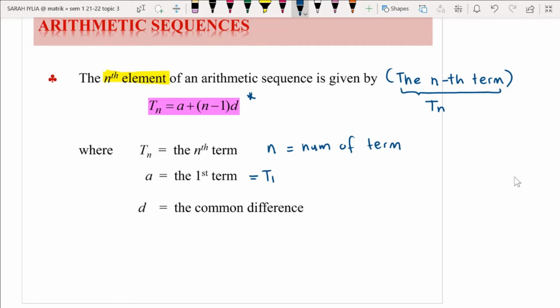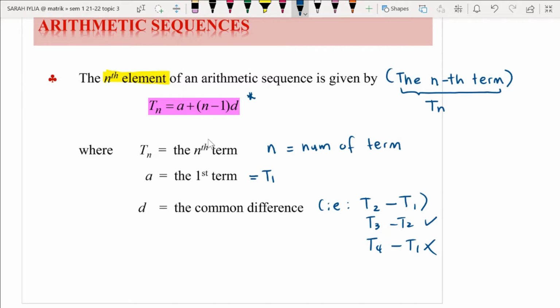Perbezaan. Nak dapatkan rule tu macam mana? Most of the time, the easiest way is kita akan buat second term minus first term. Make sure here, you tolak the consecutive terms. So, T2 minus T1. Ataupun kita nak buat T3 minus T2. Okay. Dia tak boleh lompat-lompat. Contoh awak nak buat T4 minus T1, yang itu tak boleh cari common difference.